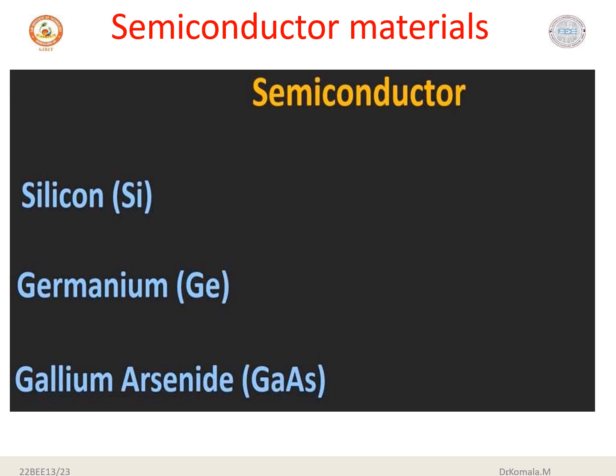So which are the materials which can be considered to manufacture semiconductor devices? There are three important materials which can be used as semiconductors, that is silicon, germanium and gallium arsenide. These are the three materials which are classified as semiconductors.